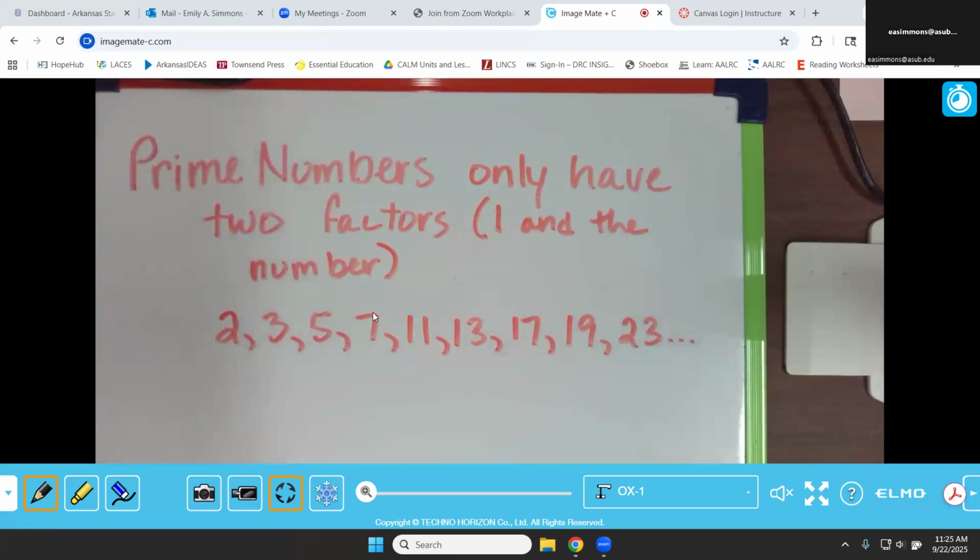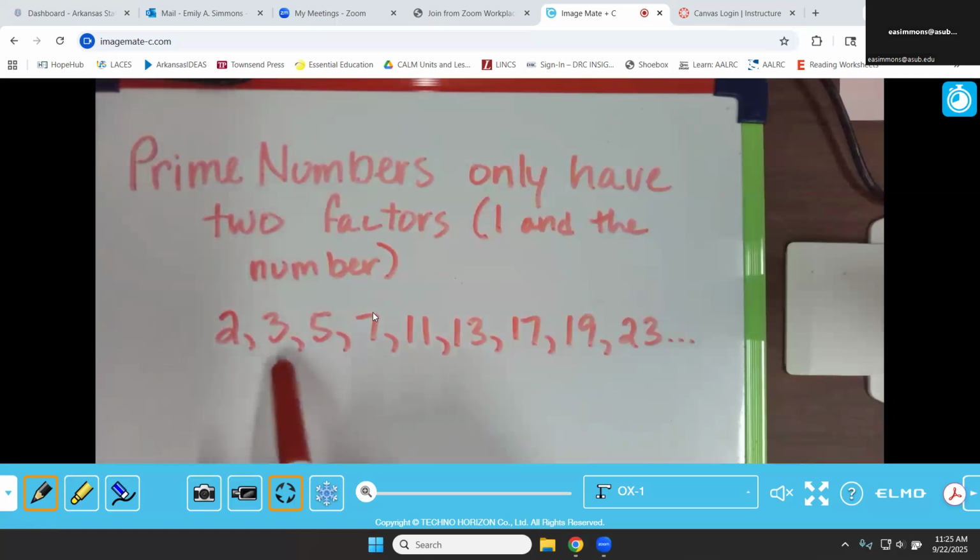If you notice, most of these are odd numbers. We've only got 1 even number on here because even numbers always have the factor of 2. So other than 2, each even number has at least 3 factors because it'll have 1, itself, and 2. But since 2 is 2, it only has 2 and 1 for its factors.